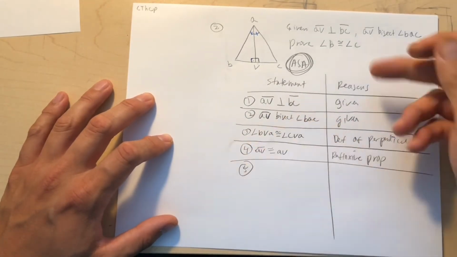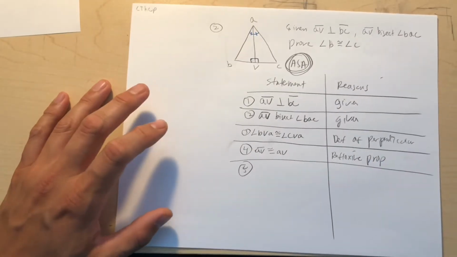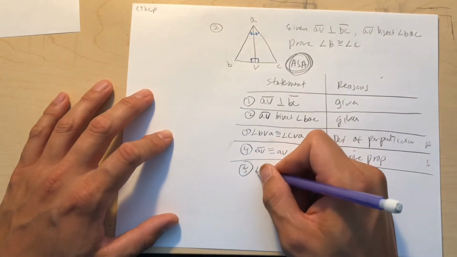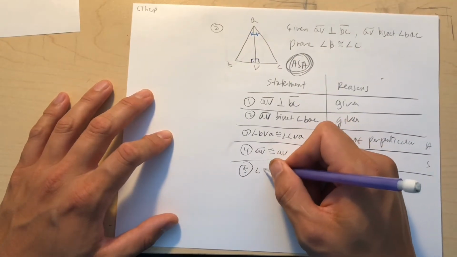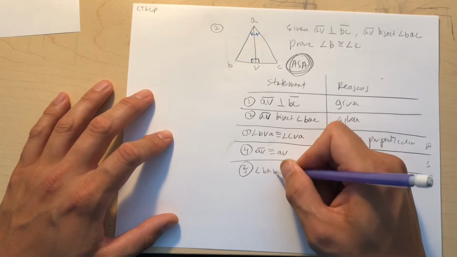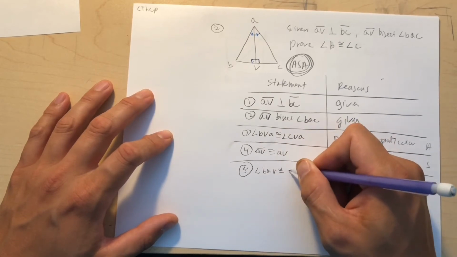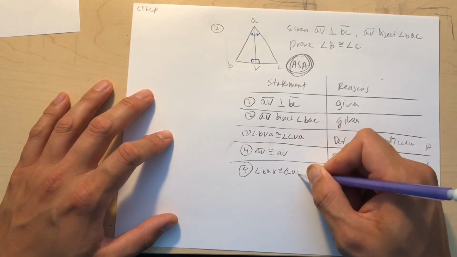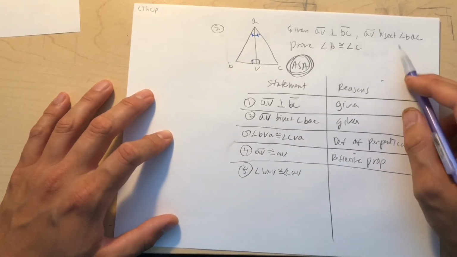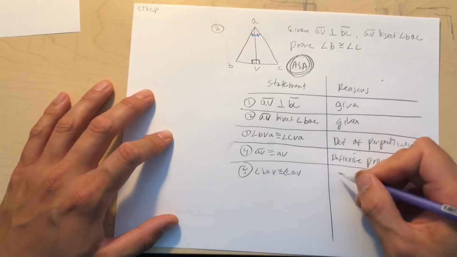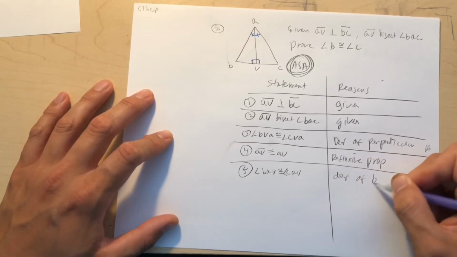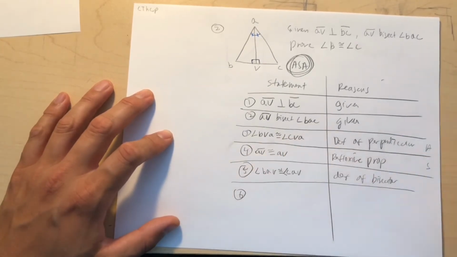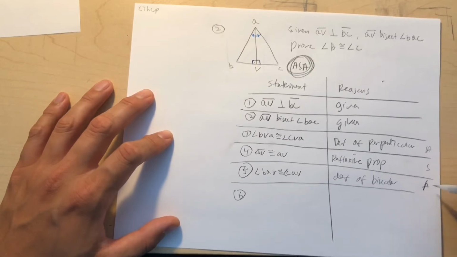Number 5. Again, these are just the reasons why you're given it, okay? All right, so now we have our angle, side, and then we're missing our angle. Let's go and do that one right there. So angle BAV is congruent to angle CAV. And that is, again, the definition of bisector. That's how we got those two angles the same. So definition of bisector. All right, now we have our angle, side, angle, my bad.